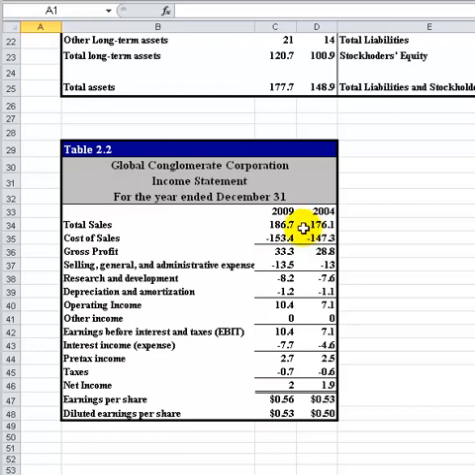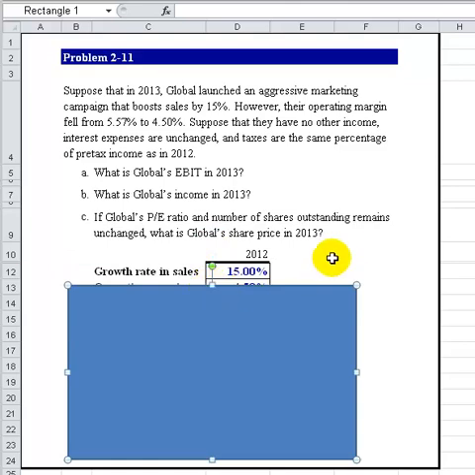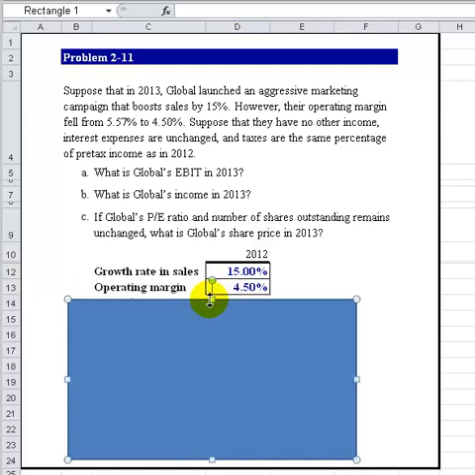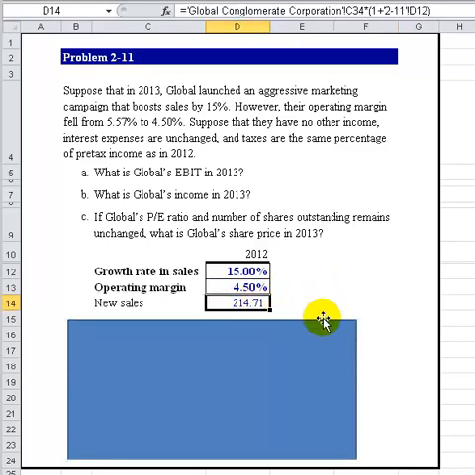In 2009, we had total sales of 186.7. Now that's in cell C34. So if I jump back to our problem, by the way, that's on a different page, I can slide this down and ask, what's the growth rate in sales? Well, they gave it to us at 15%. And they gave us the new operating margin at 4.5%. So let's first compute what our net change in sales are. And we get 214.71. Well, how did we get that?